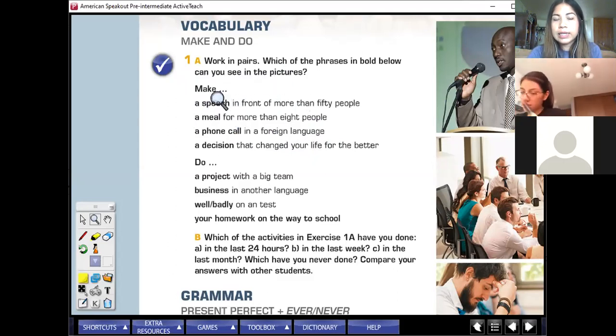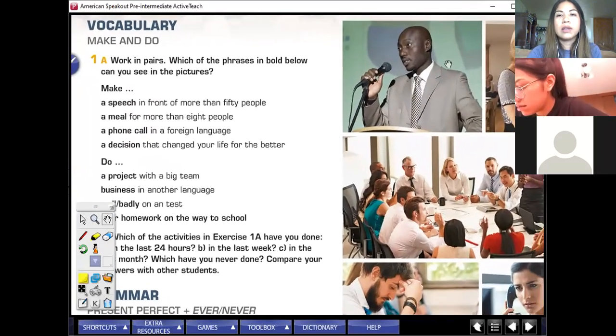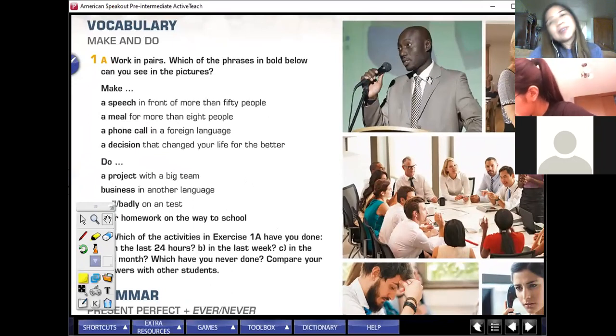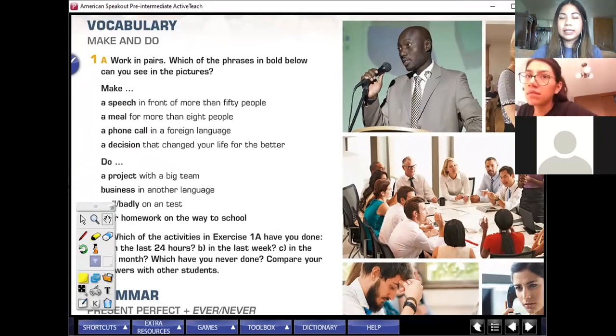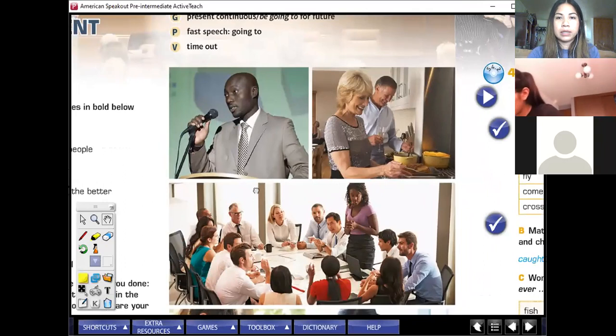Do you understand speech? Habla. Hablar. Look at the picture. He's making a speech. For example, Hugo Lopez Gatell. He gives a conference, but sometimes he also makes speeches because he needs to talk in front of an audience. Okay? Do you understand meal? Can you find the picture? Who is making a meal?